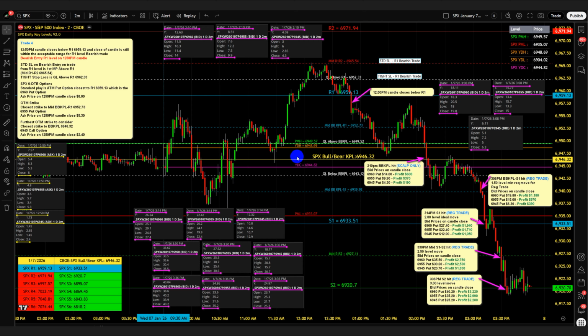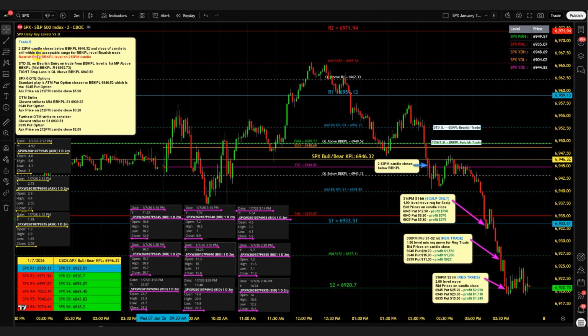Okay, now we'll look at the final trade of the day, trade 5. Trade number 5 occurs at 2:12 p.m. on this candle here, which is a close below the bull bear key price level. This candle is still within the acceptable range for a bearish trade off of the bull bear key price level.